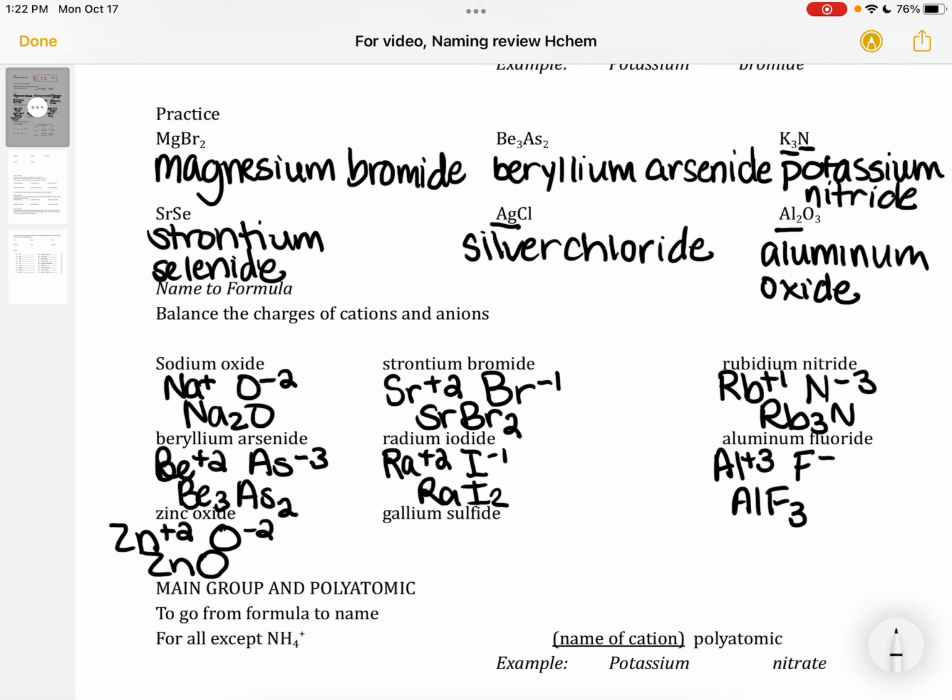Next we have gallium sulfide. Gallium is a +3. Sulfur is a -2. So we're going to need 2 galliums and 3 sulfurs. Okay.